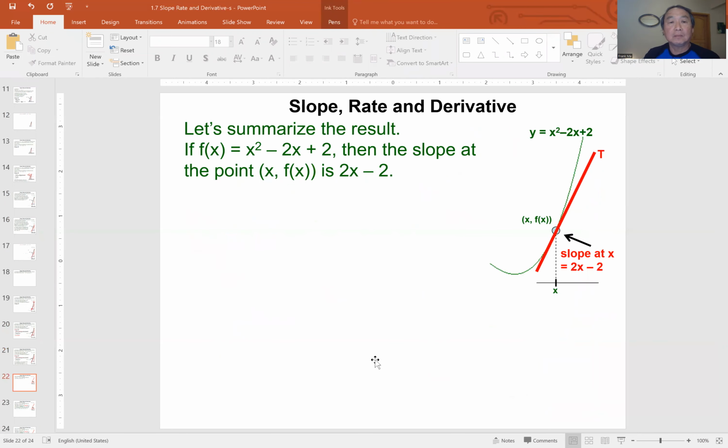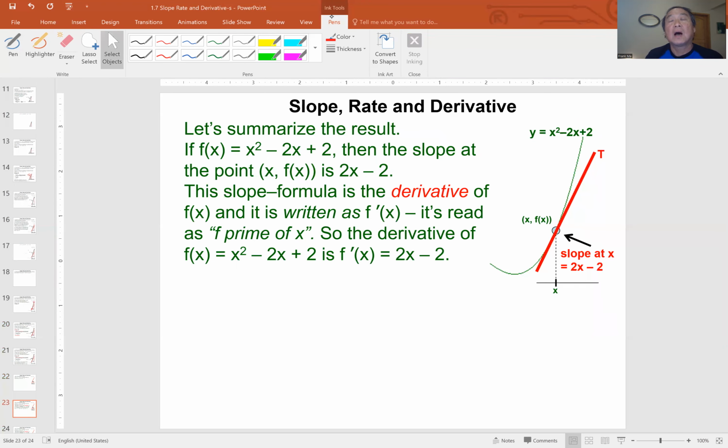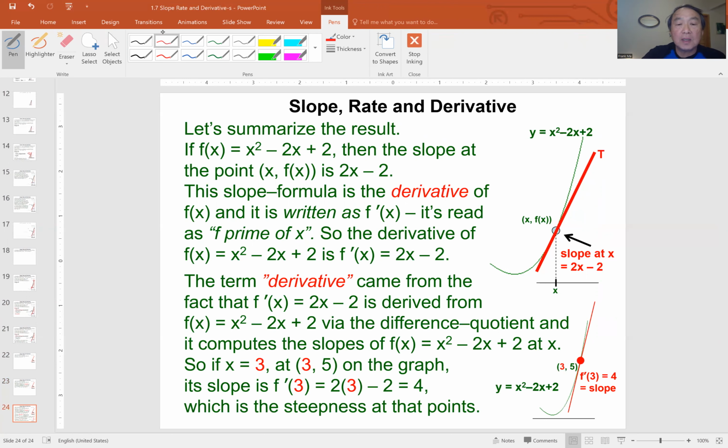So this formula, 2x minus 2, is called the derivative of the function x squared minus 2x plus 2. It calculates the slope at a point x for the function y equals f of x. For example, at x equal to 3, the point (3, 5), to calculate how steep it is, you plug the 3 into the slope formula, or into the derivative, so I get 4. Therefore, the steepness at the point 3 of this graph is 4. Okay, and that's what the derivative is.